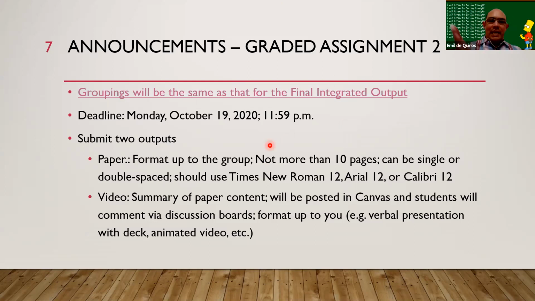So paper, the format, same as assignment 1, it's up to the group, not more than 10 pages. Again, single or double spaced. But as for the fonts, I made a mistake here. I should edit this. It's Times New Roman 12 or Arial 11 or Calibri 11. And of course, reasonable margins. Can be 0.1 margins on each side. If you can have a shorter paper, much better, like 5 pages or 7 pages. Just don't exceed them. Okay. And of course, a video. Video to present a summary of what's inside the paper.